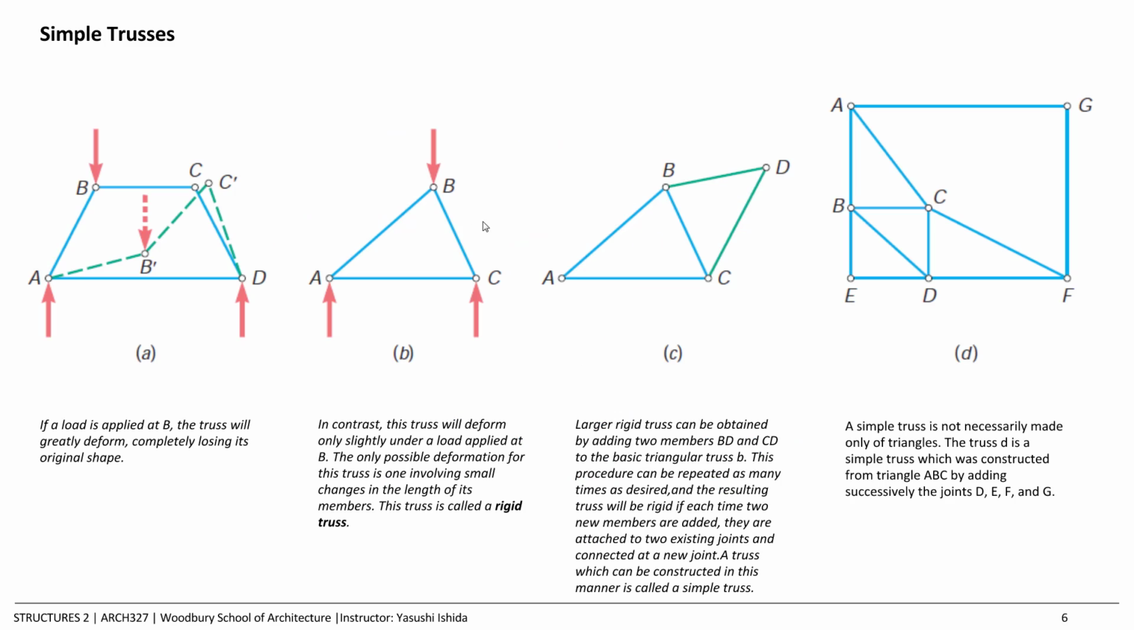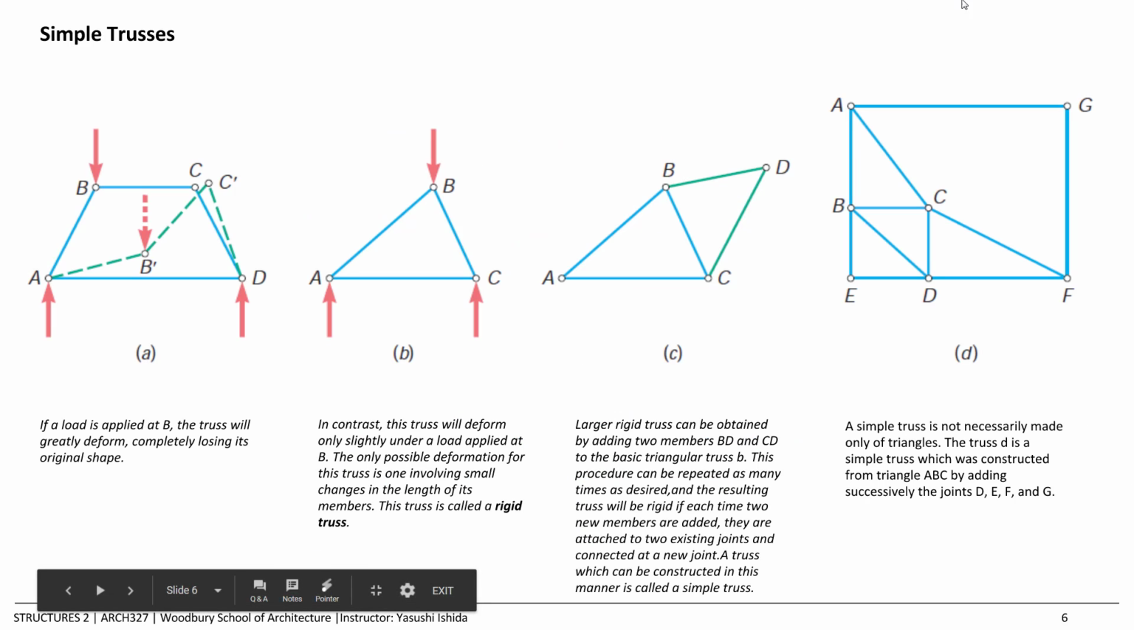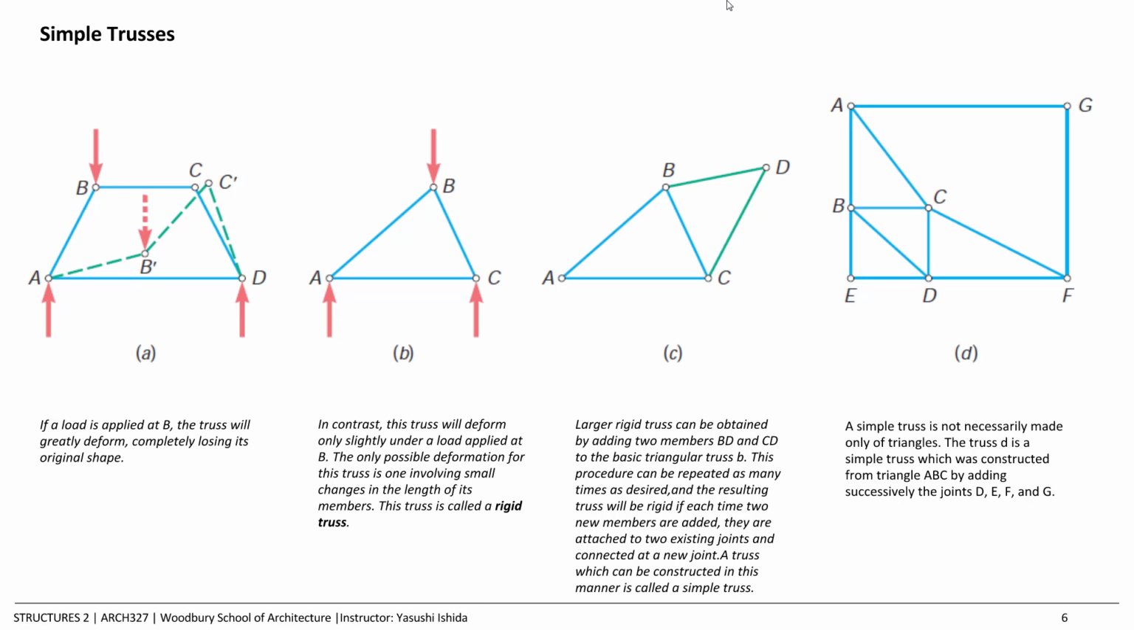Anyway, let's talk about simple trusses. This is what I think I explained using the physical models last week. Let's look at the left one. If you imagine this quadrilateral panel with 4 members and 4 joints, and apply a load at point B, as seen in blue, it's not hard to imagine that it's going to deform, completely lose its shape, and it's unstable, right?